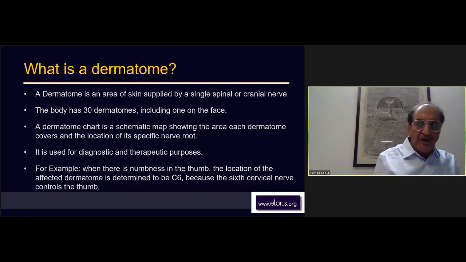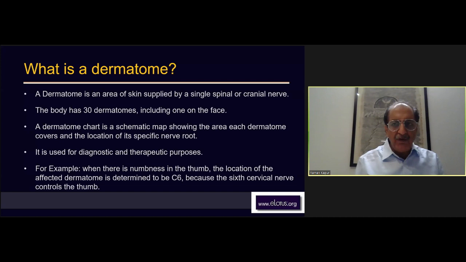This is used for diagnostic and therapeutic purposes. For example, suppose I was to have numbness in my thumb. Now, we all know by our knowledge of anatomy that the affected dermatome in this case is C6, because the sixth cervical nerve controls the thumb.